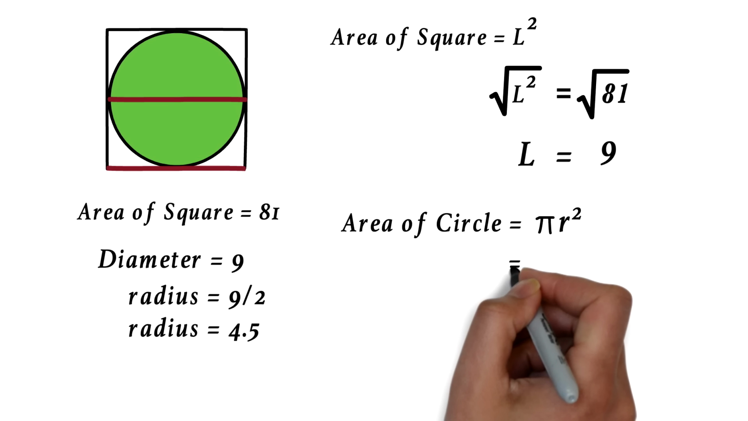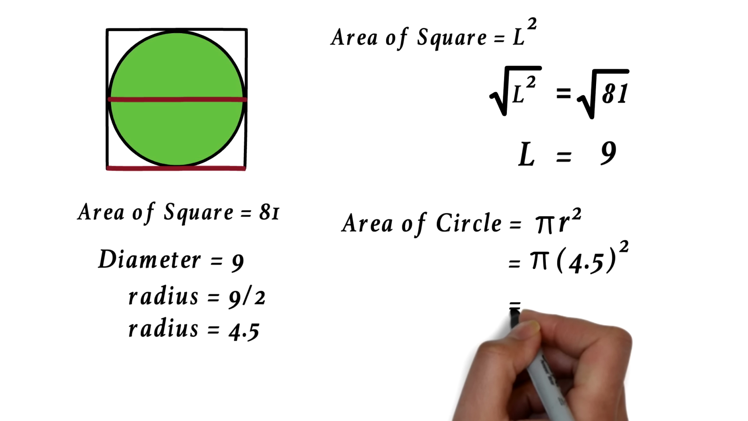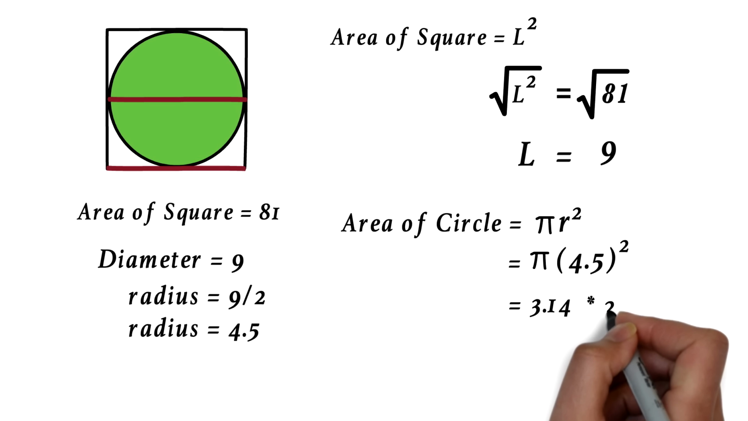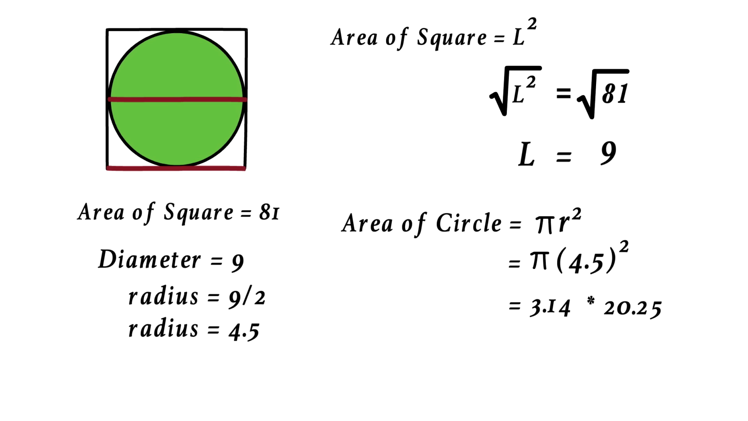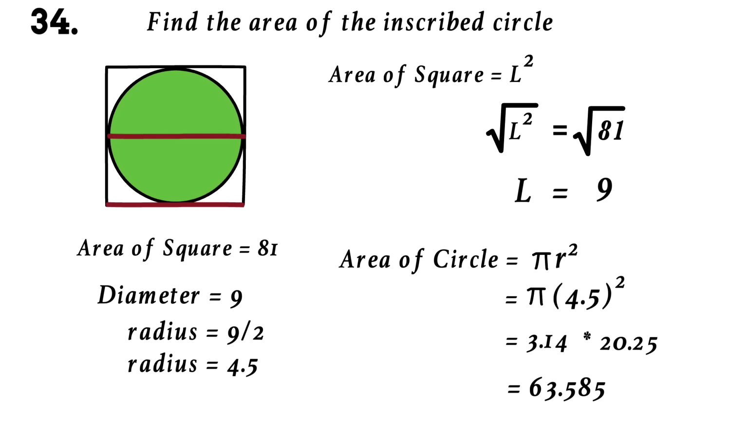Area equals pi times 4.5 squared. Pi is 3.14 and 4.5 squared is 20.25. The area is therefore 3.14 times 20.25, which is 63.585. This required a lot of steps.